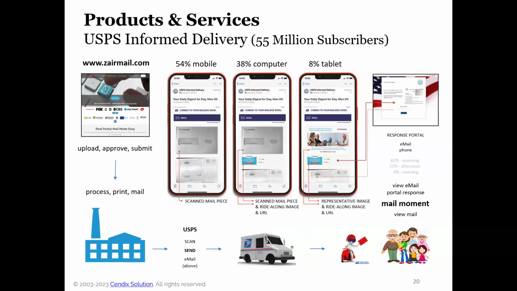Once you sign up, you join this base of some 55 million subscribers today, and that's growing on a monthly basis. If you're a subscriber, every day the Postal Service will scan the mail that's going to be delivered to your house. So you'll actually receive an email with the picture of the mail that's going to be delivered today. In some cases, the advertisers have included an additional image, an advertising image that goes with that letter, or they've connected it to a URL so you can click on it and go to a website or response page, something like that.